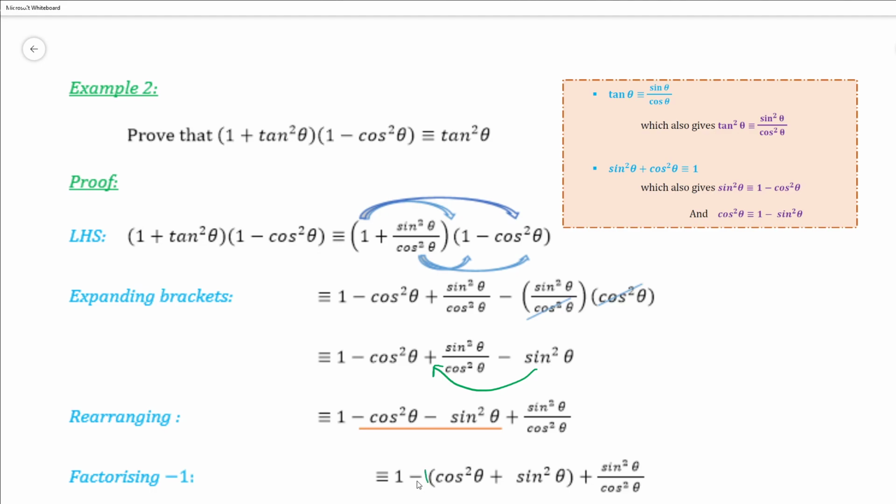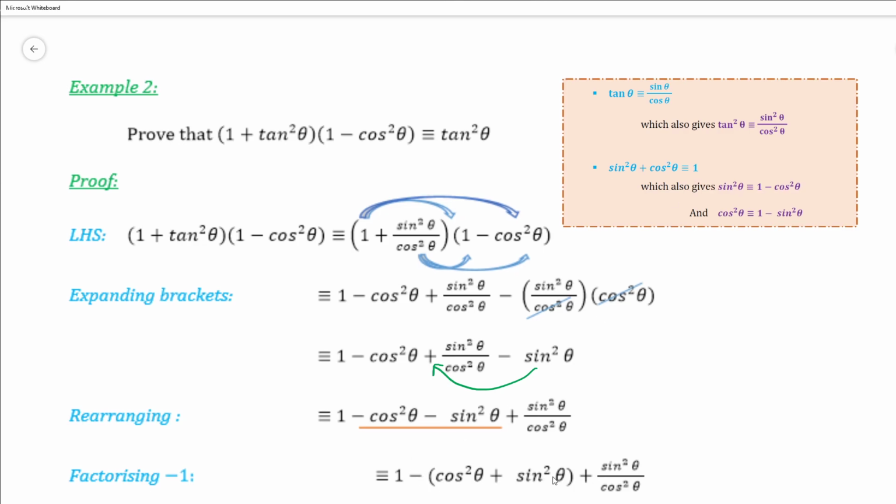Okay, so factorizing that minus 1, we would have, in brackets, cos² θ plus sin² θ, and then this plus sin² over cos². So in brackets, we have what we need for our identity. This one here, sin² plus cos², is identical to 1. So I can now replace this bracket by 1 using that identity.